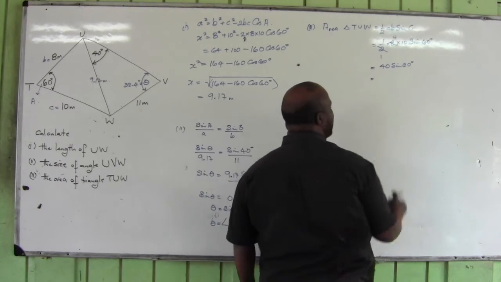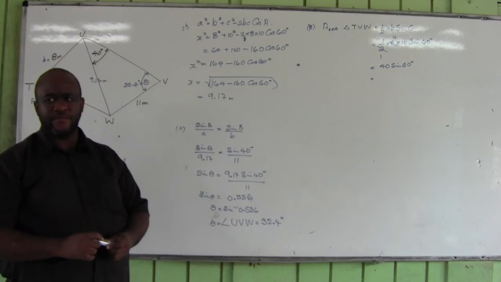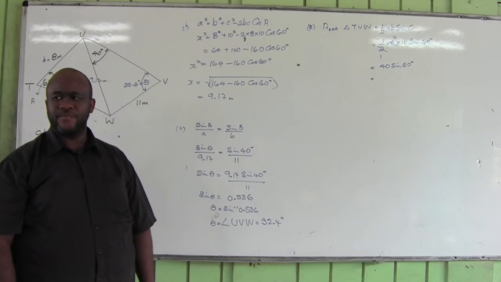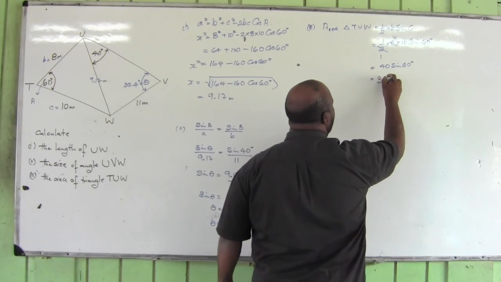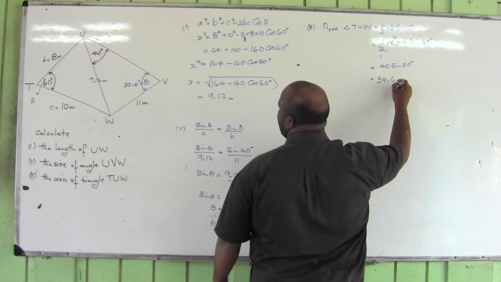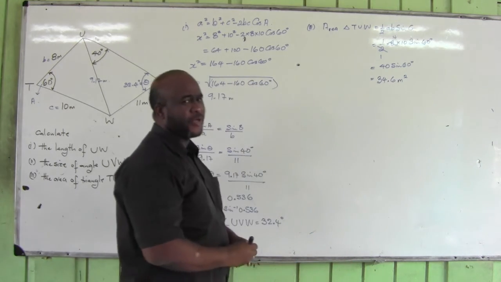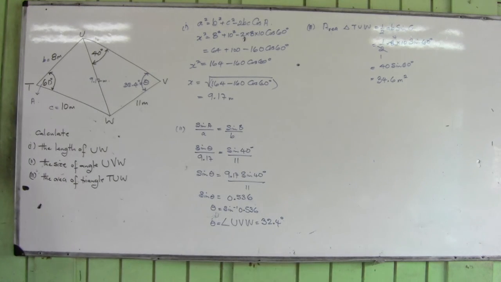Put this in your calculator and press equal. Write your answer to 3 significant figures. 34.6. This is 34.6 and the unit is what? Meters squared. It's 34.6 meters squared. Alright, and that's it for sine rule and cosine rule.